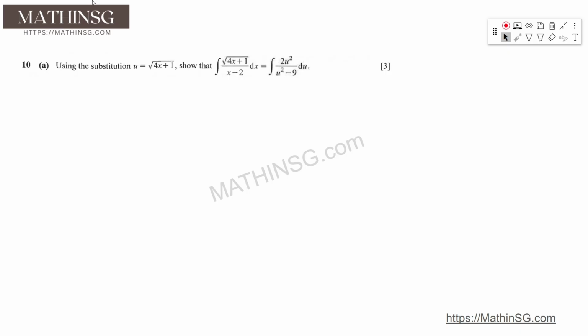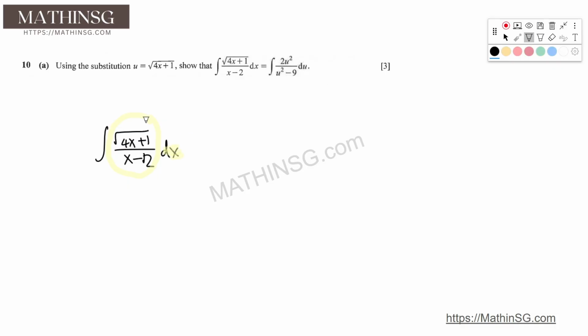For the first part, you're asked to use substitution to show that the integration of this gives this. So let's do it. We need to use substitution to convert this to this. There's no definite integral, so we only need to change this portion to x and this portion to dx.